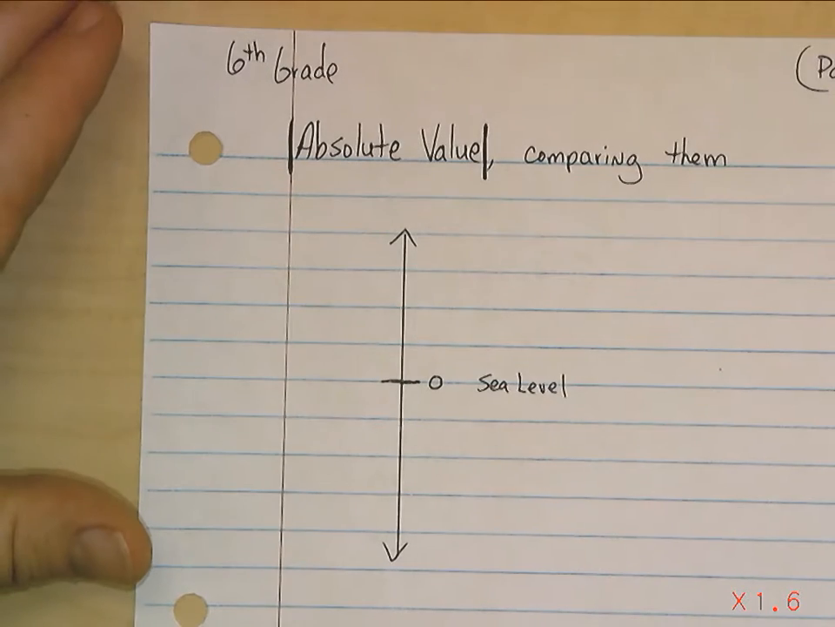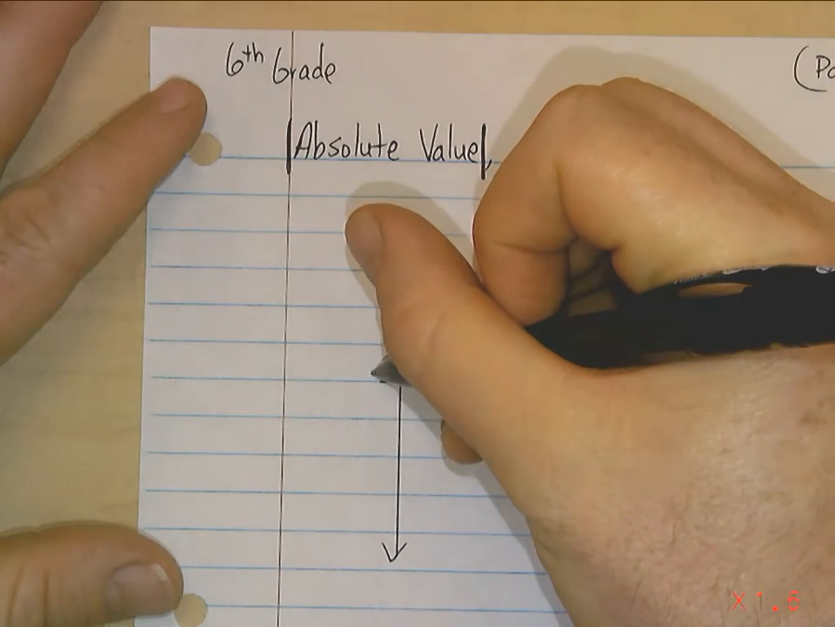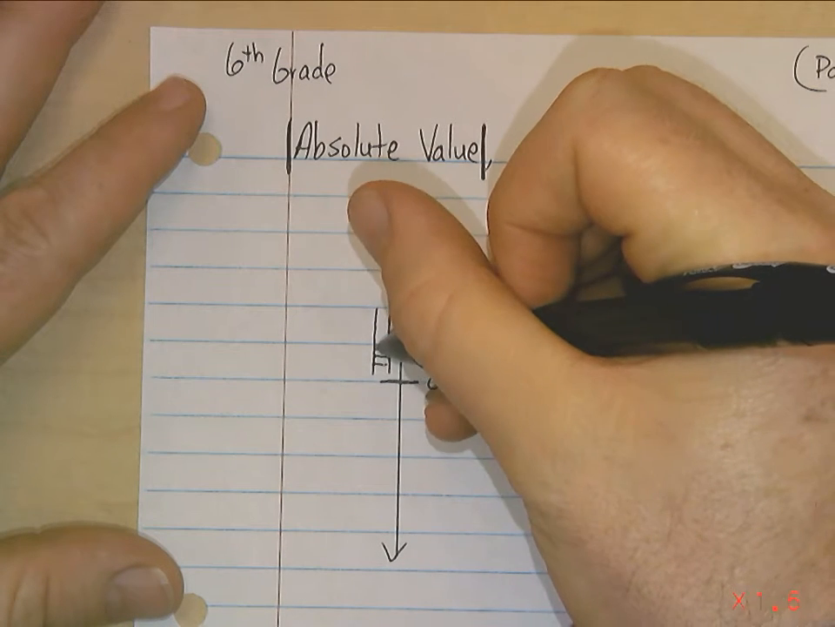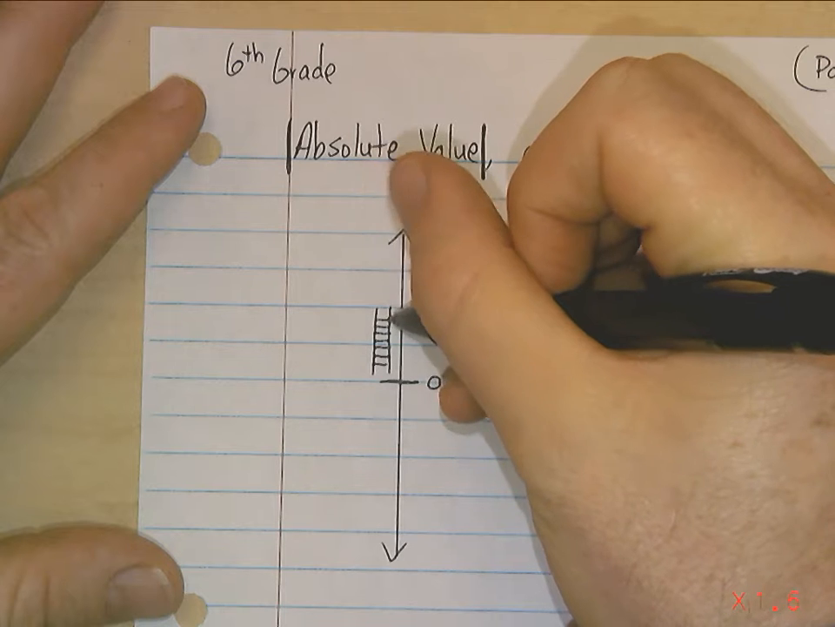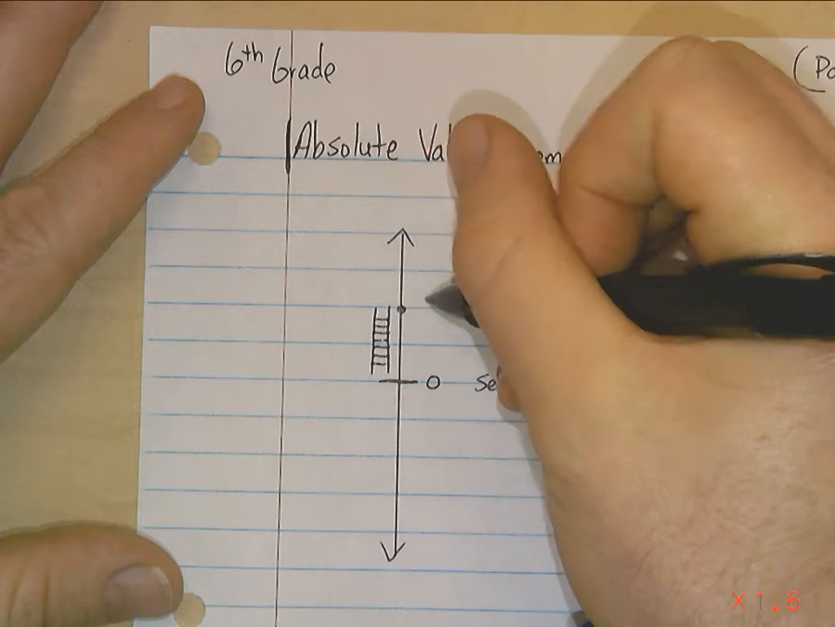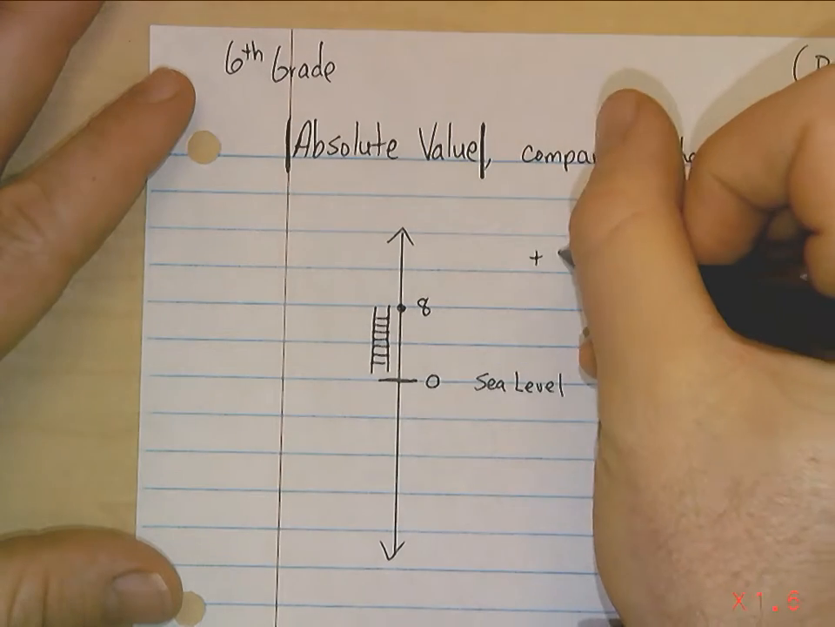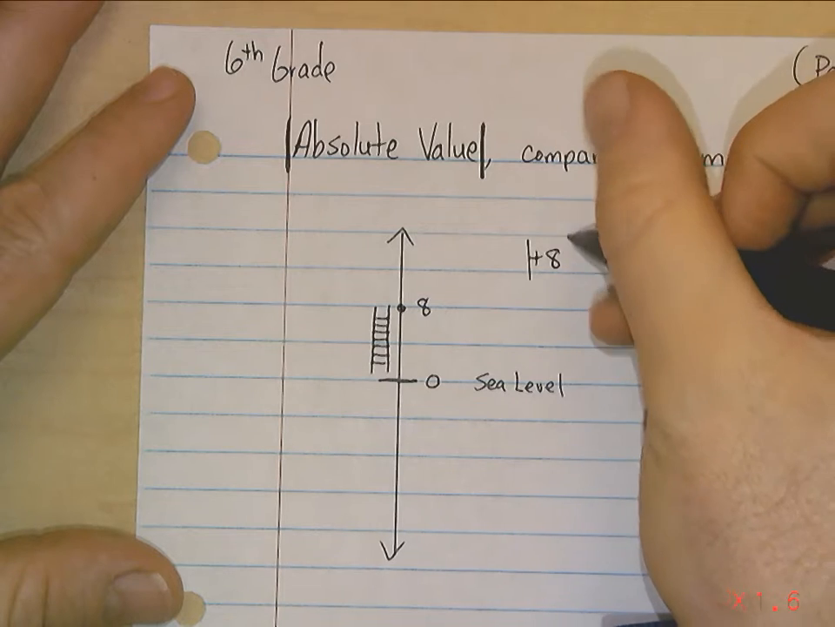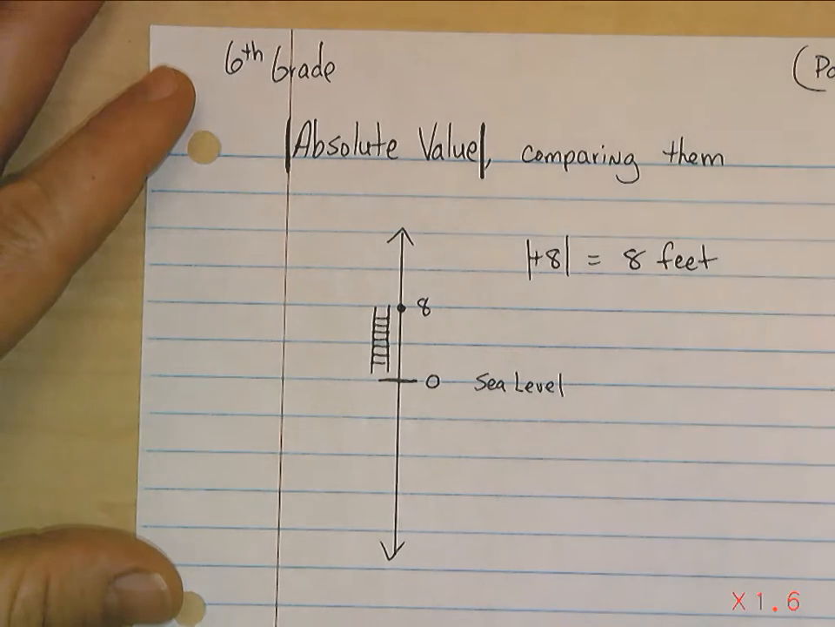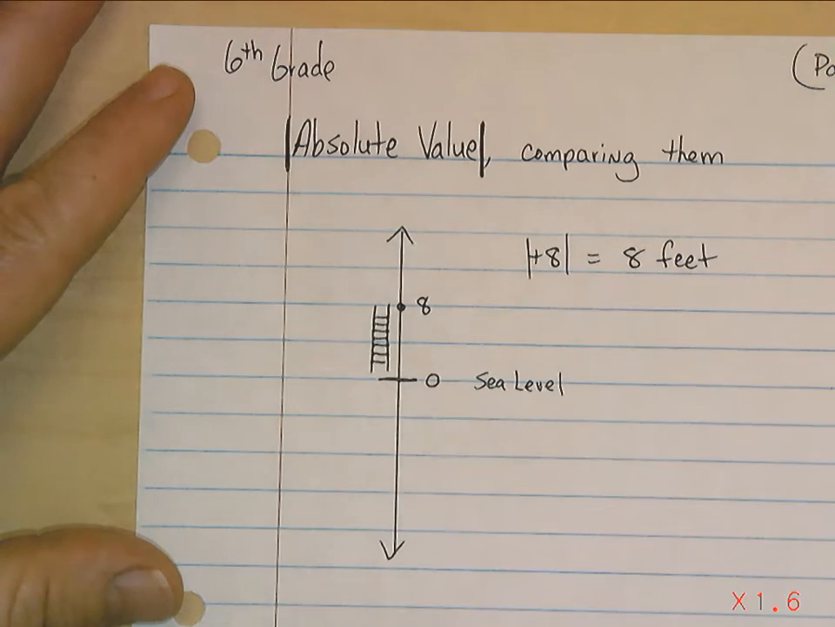Okay, and let's say I climb up a ladder. If I'm climbing up a ladder, and I climb up, let's say 8 feet, positive 8, going up 8 feet is still traveling 8 feet. I'm just going up 8 feet. So the absolute value of positive 8 is 8 feet.